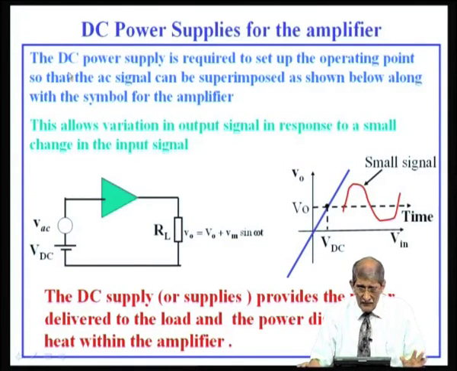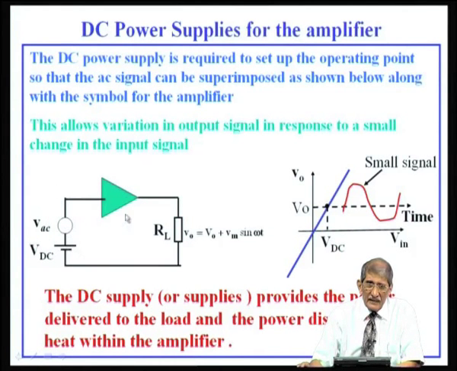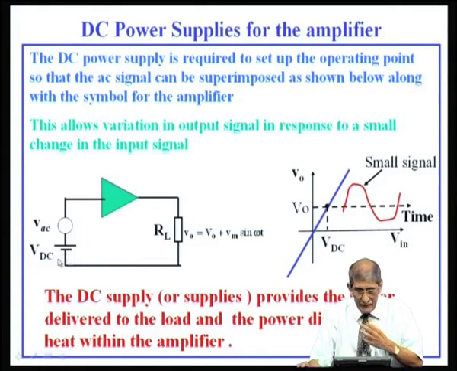Now, I have already mentioned the DC power supplies for the amplifier, which are required to set up the operating point, so that the AC signal can be superimposed as shown here. See, for example, this is the amplifier diagram I have shown. You have the DC and the AC. Now, the amplifier characteristic is like this. If I have a bias like this, when I do not have the signal, I have already applied VDC here, input versus output, this is the operating point.